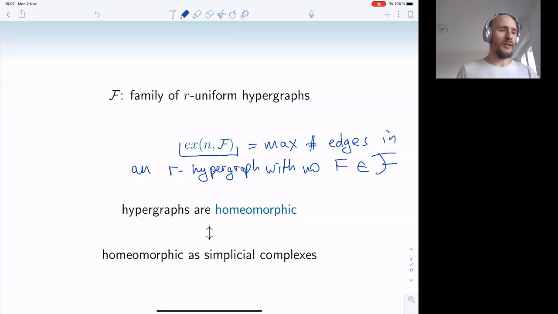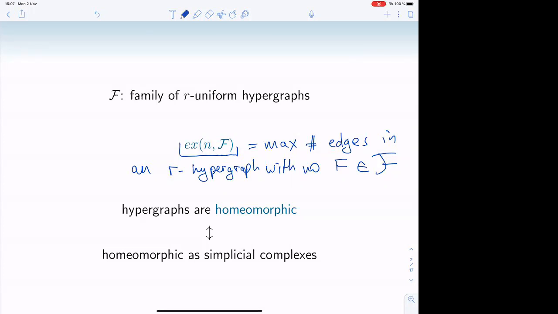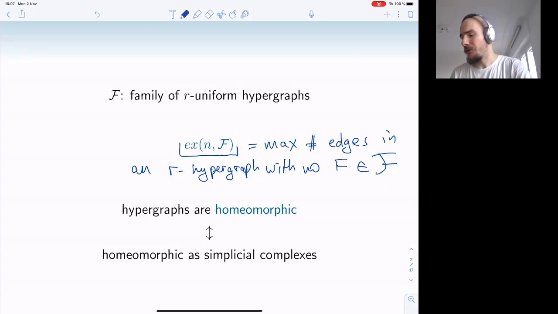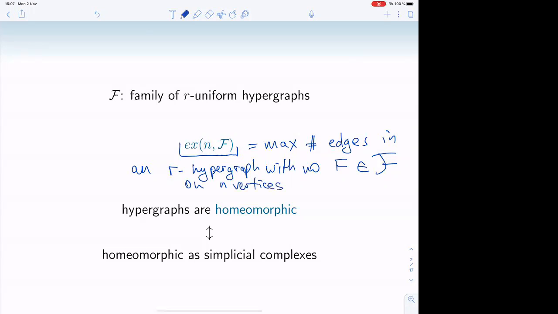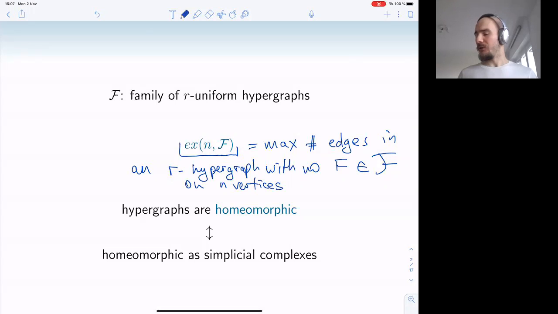There are, of course, some classical examples, and classical examples deal with a one-element family, so the family consisting of one hypergraph. One stupid question, may I ask, what does n stand for? That's not a stupid question. Our hypergraph is on n vertices, of course. Thanks. Yes, I should have written it: r-uniform, n-vertex hypergraph, no copy of hypergraphs from our family.